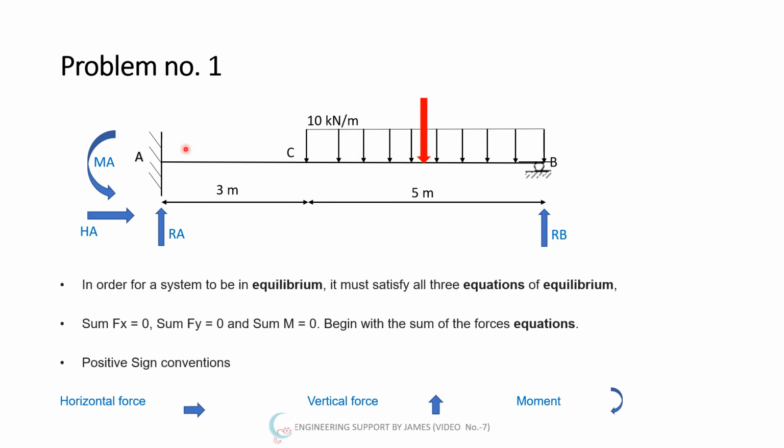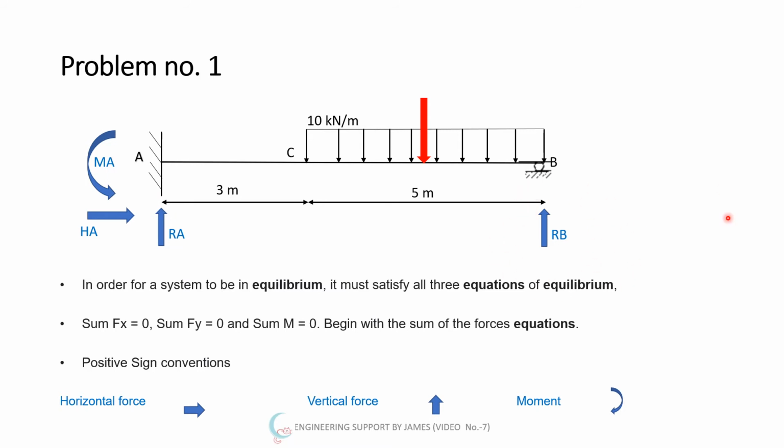As you know, there are three unknowns: moment at A, horizontal force at A, and vertical force at A. But there is an additional force we have to consider, that is the vertical force at B. So there are four reactions and we have only three equations. So this is an indeterminate structure. We cannot solve it using these three equations because there is one additional reaction.